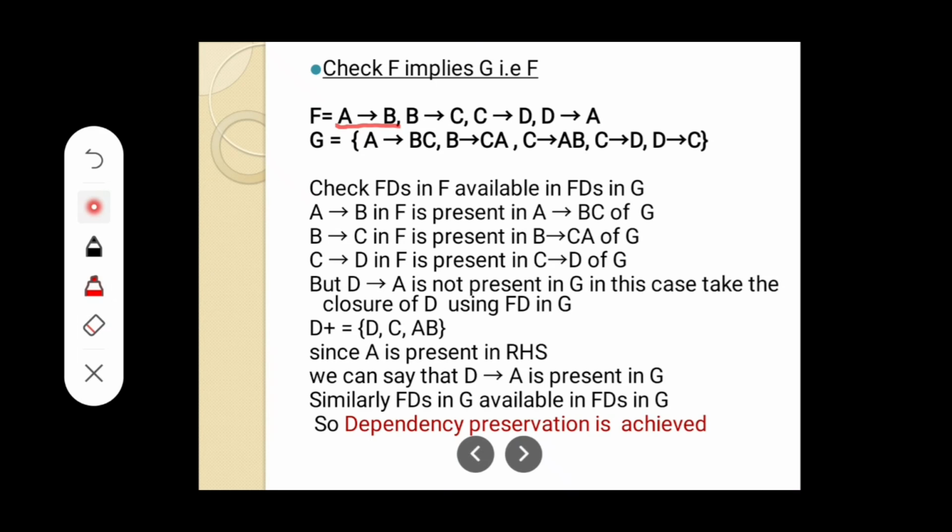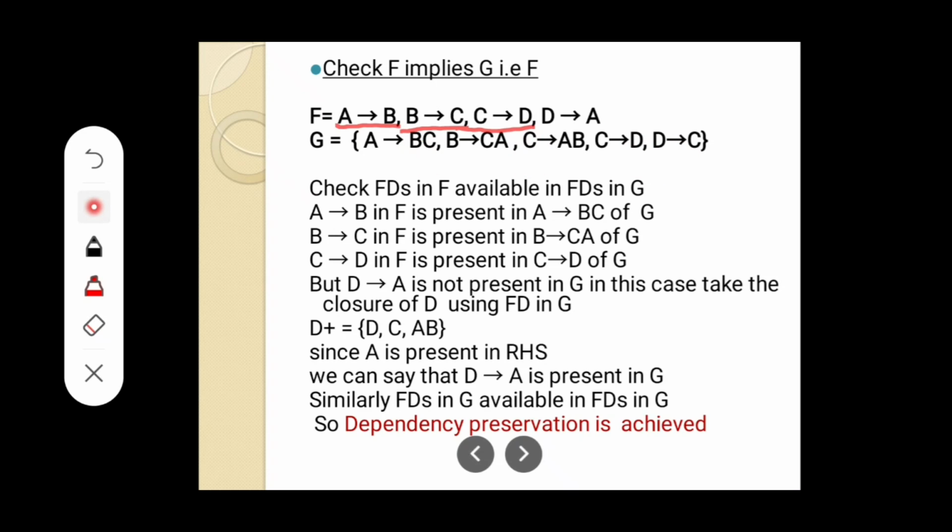Clear? Next one what? Next we will take B determines C. Check whether B determines C is there. Yes, it is available. B determines CA can be written as B determines C and B determines A. So B determines C in F is present in B determines CA of G. Clear? Next is C determines D. Whether C determines D is available in G here. Look here, C determines D is already available. Next is D determines A. Is D determines A available? Nothing is starting with D. Yes, we are having one functional dependency starting with D, but the ending is C, not A. So D determines A is not present in G.